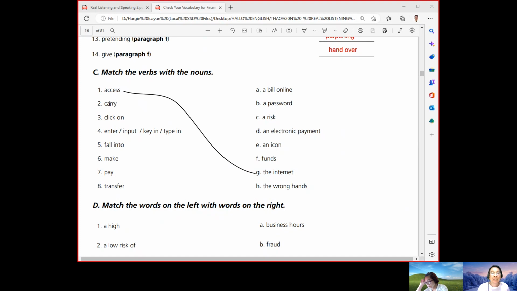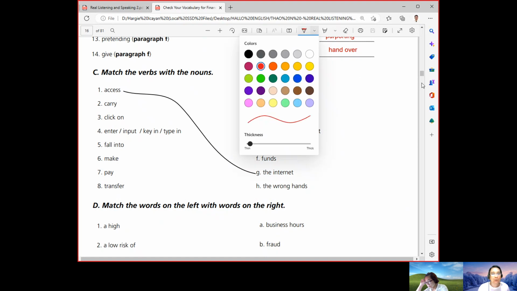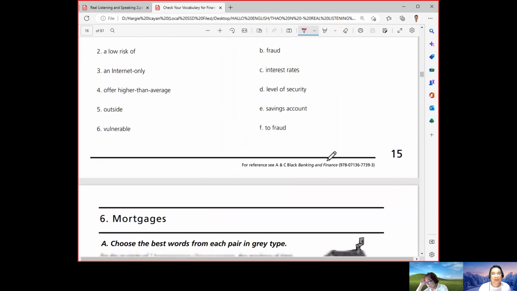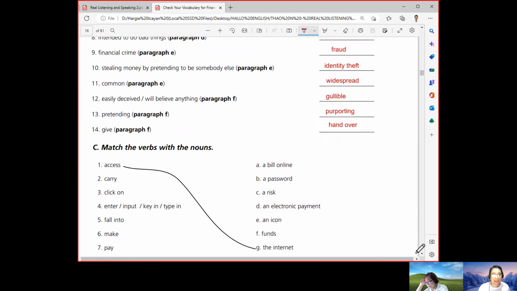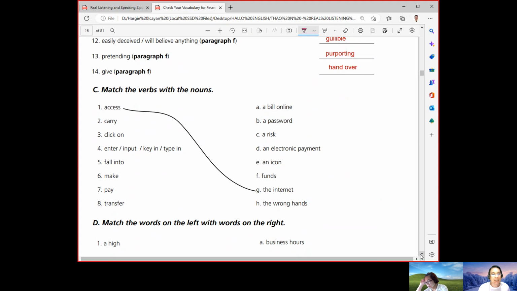Now, if we talk about carry, what do you think would be that one, Tao? A risk. Okay, carry a risk. Yes, that would be correct. If you need to carry something that can become successful or will not become successful, that would be a risk. So you are going to carry a risk.